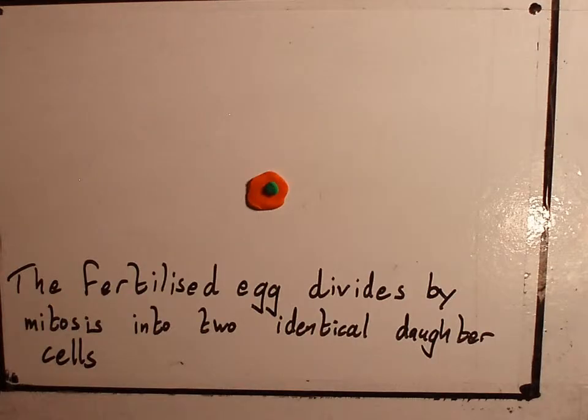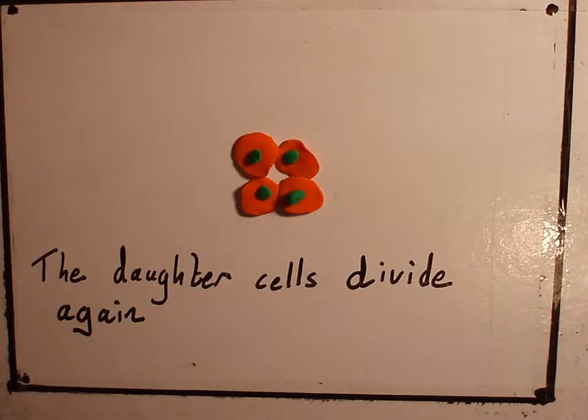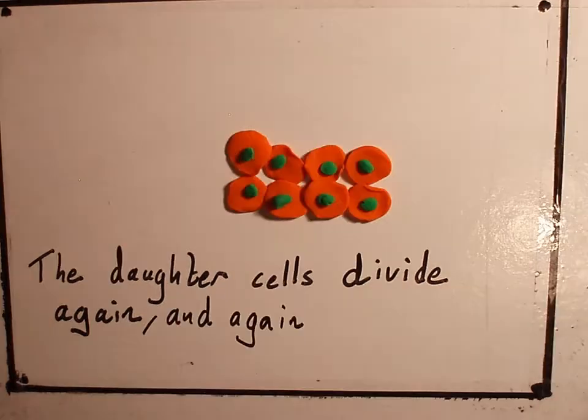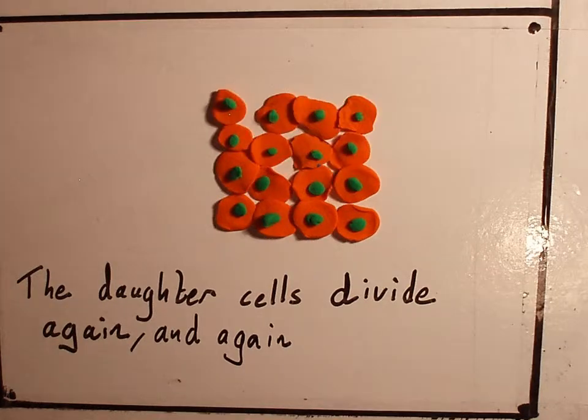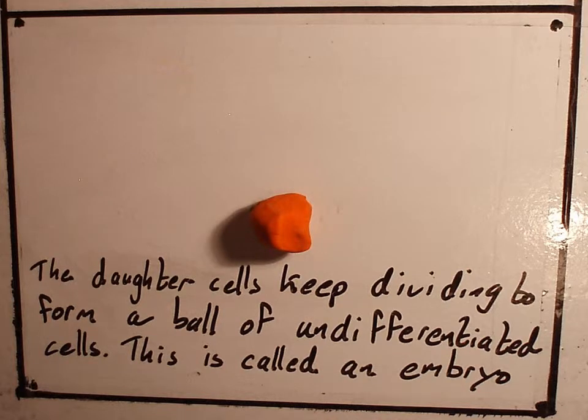So the fertilized egg cell divides by mitosis to make two identical copies of itself. These two daughter cells will again divide by mitosis to make 4 cells. These 4 daughter cells again divide by mitosis to make 8, and those 8 will divide again to make 16, and they'll keep dividing and dividing until you get a big ball of cells. This is called an embryo. So the daughter cells keep dividing and form a ball of undifferentiated cells.